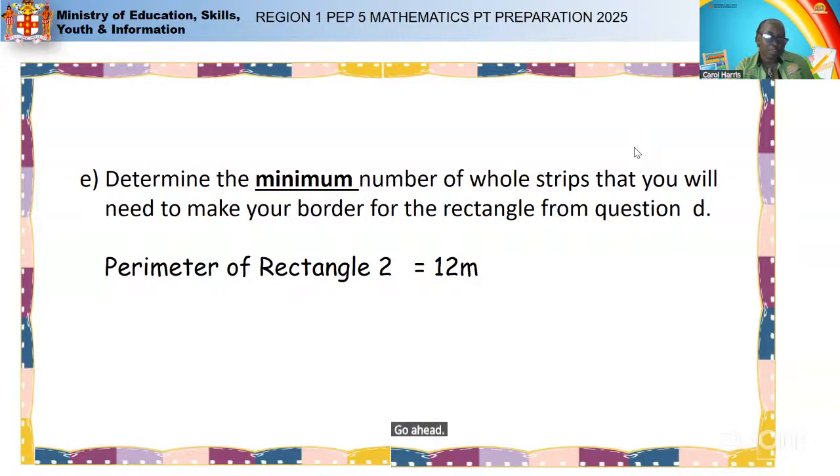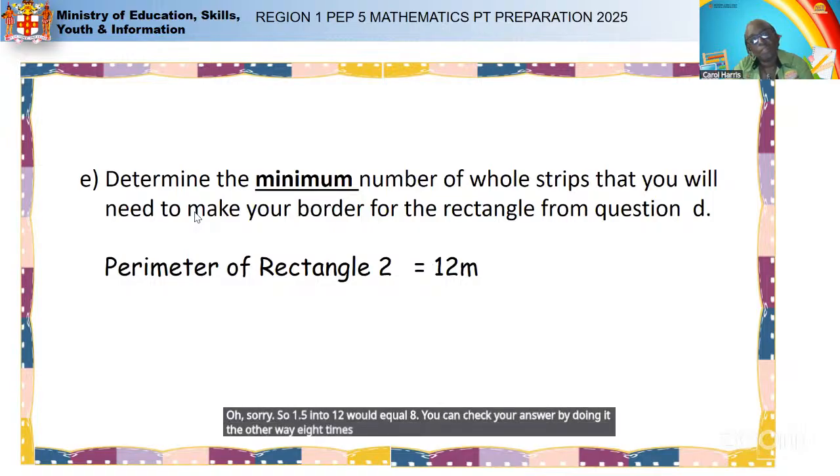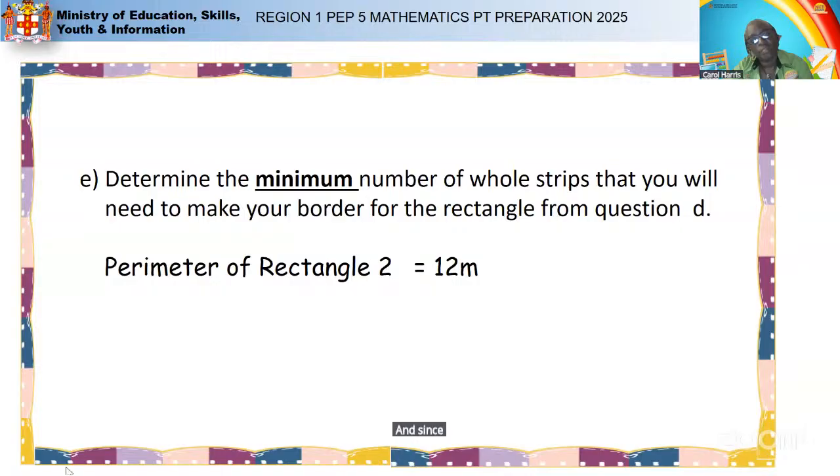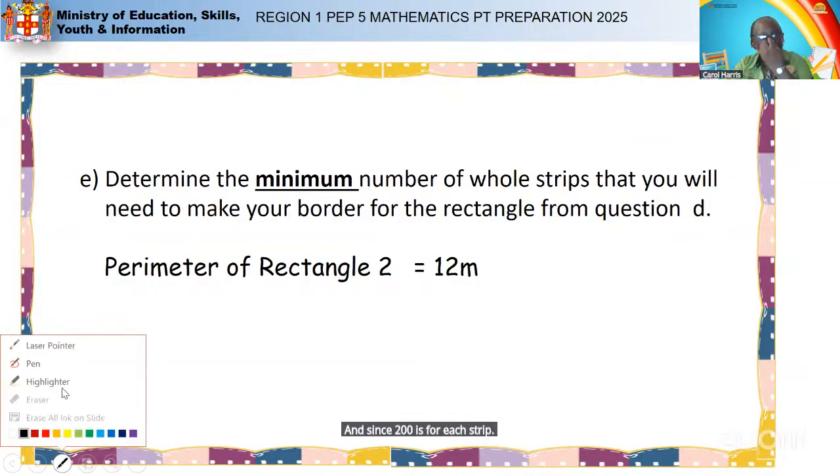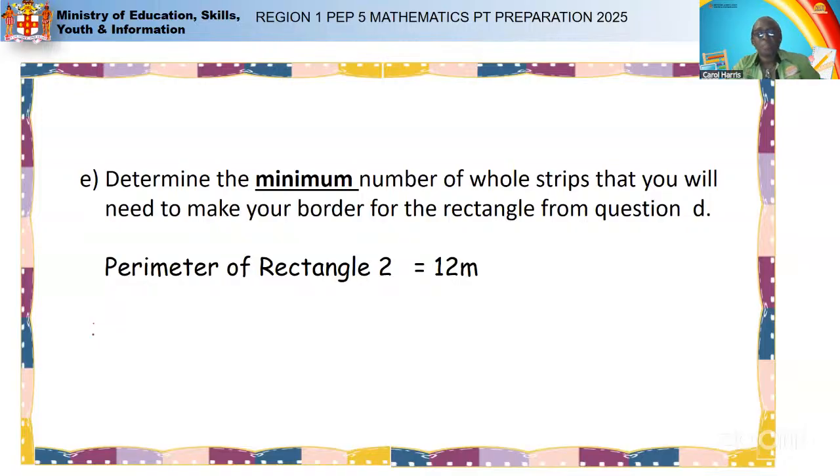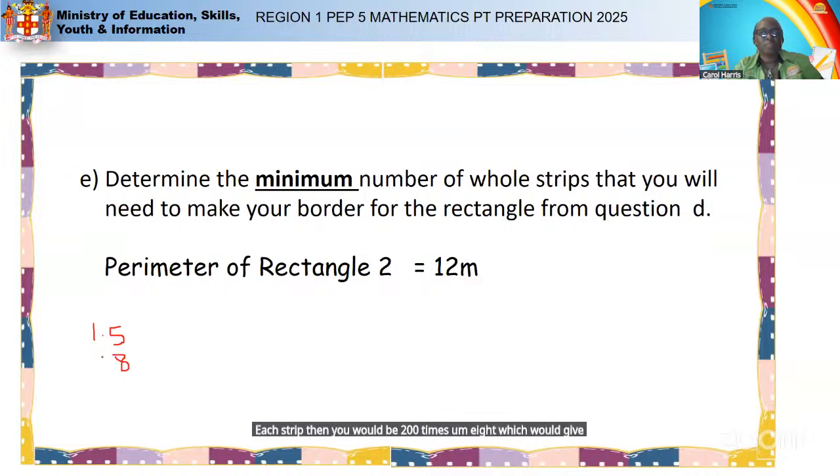How would I find the minimum number of strips? 1.5 into 12 would equal 8. Could you go a little closer to your device? We're hardly hearing you. Oh, sorry. So 1.5 into 12 would equal 8. You can check your answer by doing it the other way. 8 times 1.5. And since 200 is for each strip, you would do 200 times 8, which would give you 1,600.